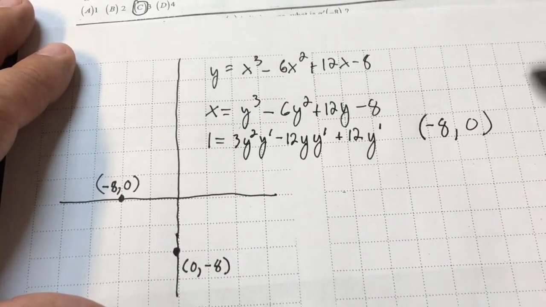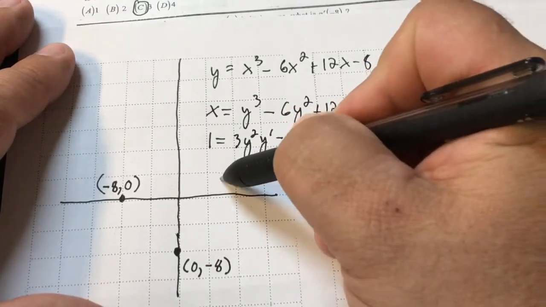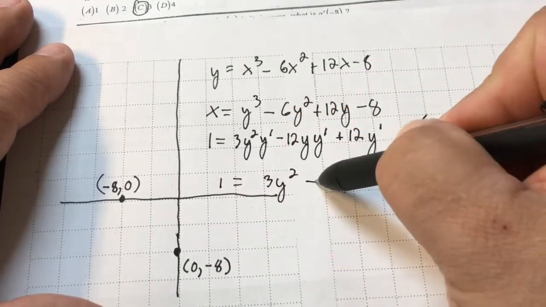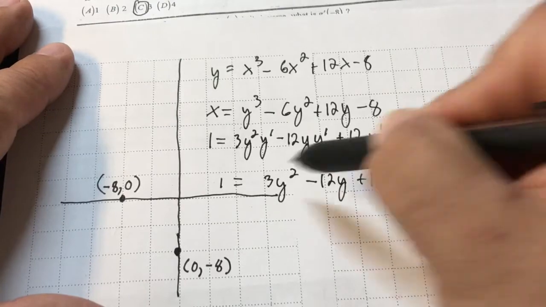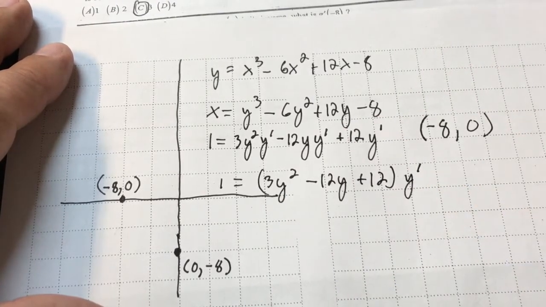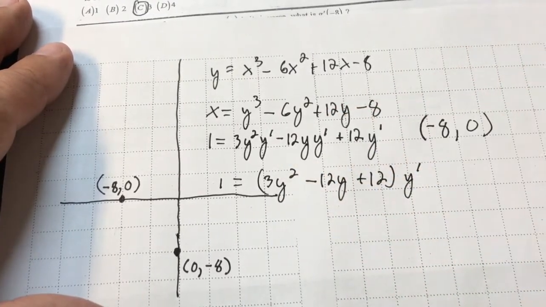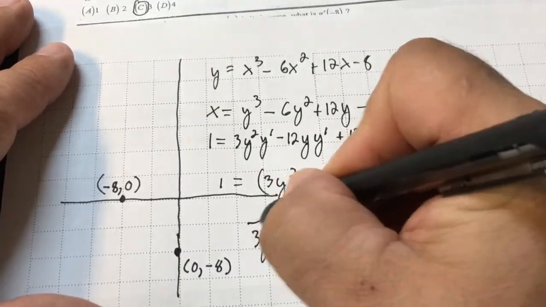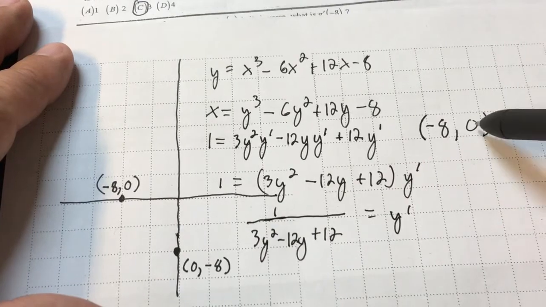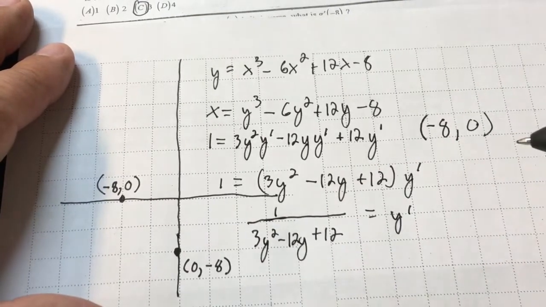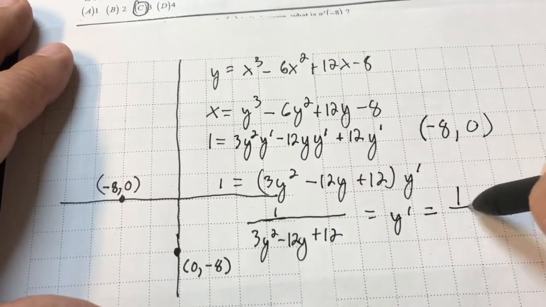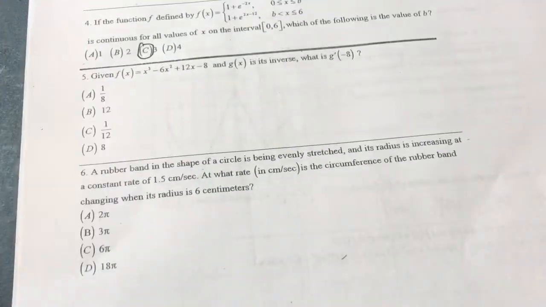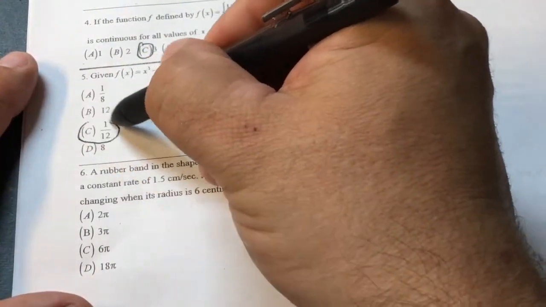I'm going to solve this for y prime. So I'm going to factor out a y prime. This is going to give me 1 equals 3y squared minus 12y plus 12 times y prime. And then, because I factored out a y prime, I divide both sides. So that gives me 1 over 3y squared minus 12y plus 12 equals y prime. I'm going to plug in a 0 for all the y's and a negative 8 for all the x's, but there's only y's. So that's going to give me y prime equals 1 over 12. And there it is, choice C.